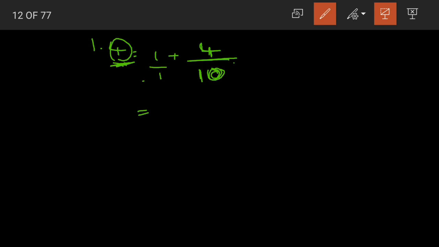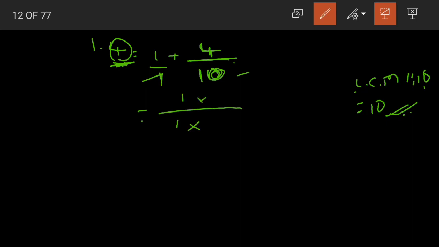1 can be written as 1 by 1. Now the denominators are 1 and 10. How to take the LCM? As we have discussed, the LCM of 1 and any other number will be the number itself. Here the LCM of 1 and 10 is equal to 10. So now the denominators should be 10. Here we have 1 in the denominator. How will we get 10? If we multiply with 10. Yes, so again we have to multiply the same in the numerator as well.